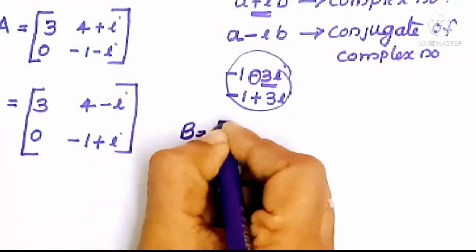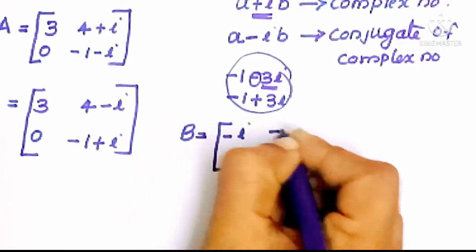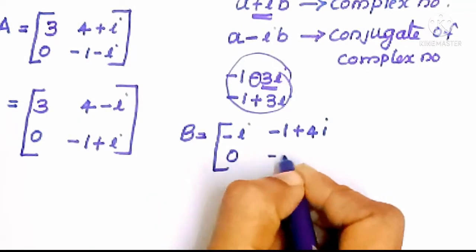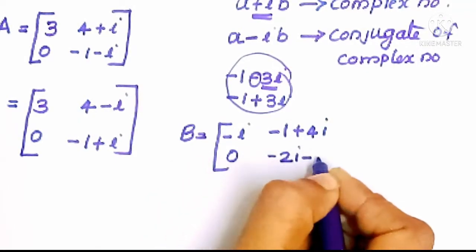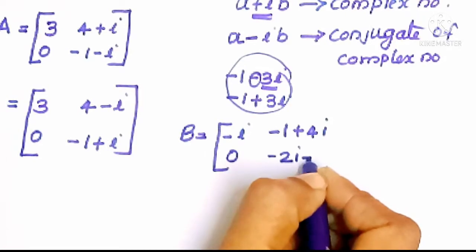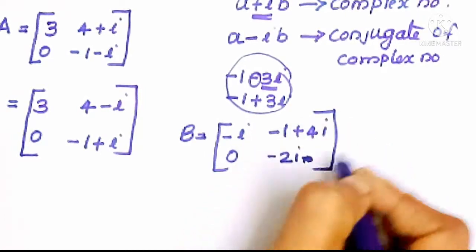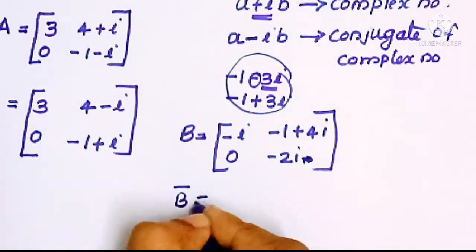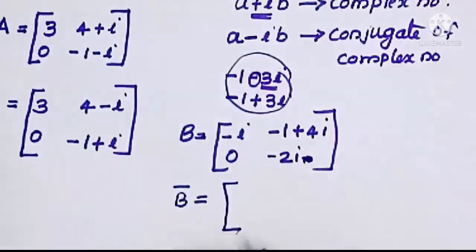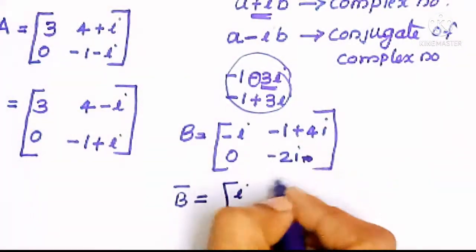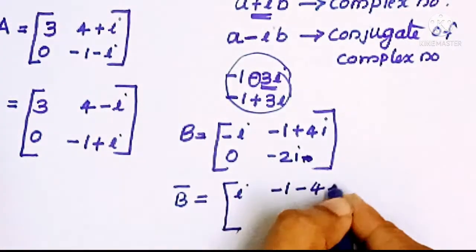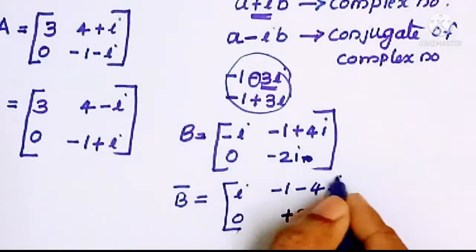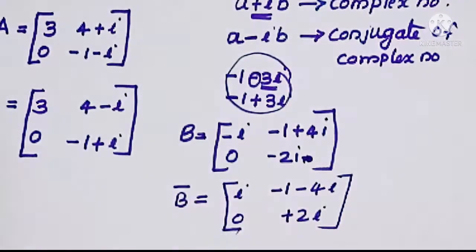Matrix B becomes minus i, minus 1 plus 4i, 0, minus 2i. That's all. Then what is the complex conjugate, or conjugate, of this matrix? B bar is equal to minus i becomes plus i. Here it becomes minus 1 minus 4i. Here 0. Here it becomes plus 2i. This is the conjugate of this matrix B.